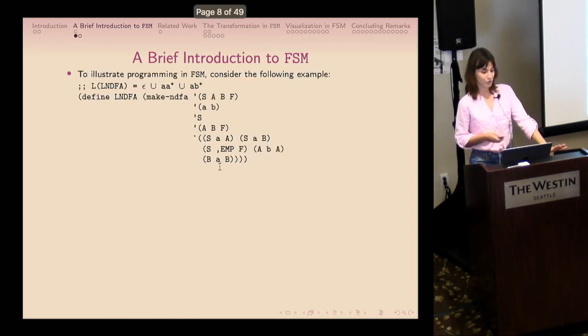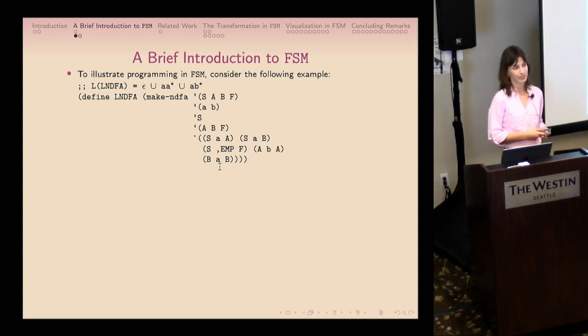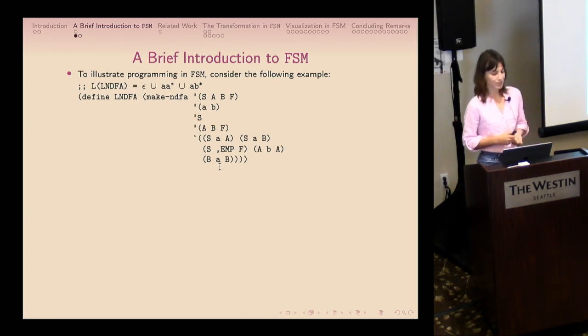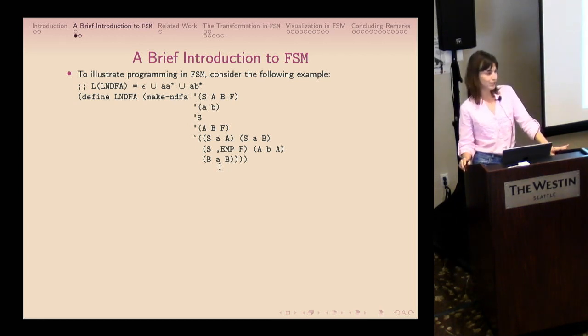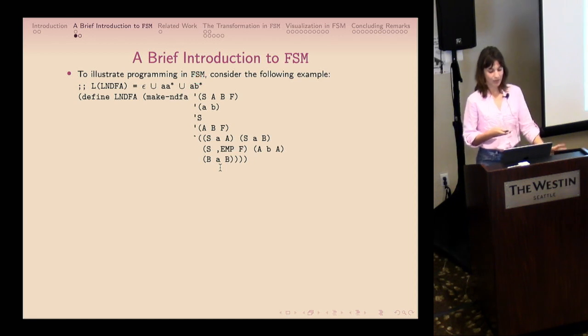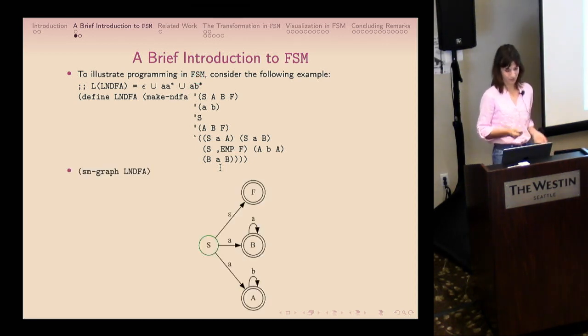Now I'm going to demonstrate programming in FSM. We're going to look at the following example of a machine that accepts all the words in a language that are either the empty word, a word that starts with A and is followed by an arbitrary number of A's, or a word that starts with A and is followed by an arbitrary number of B's. Now, I'm going to display the transition diagram right away, so this is all a little easier to follow.